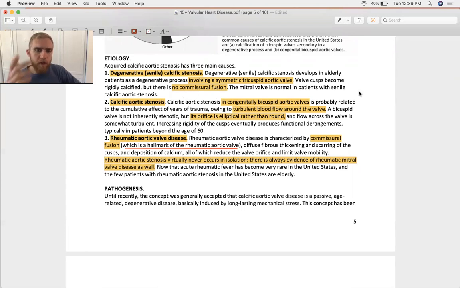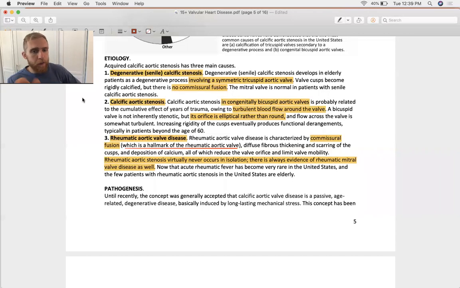So what that means is the commissures are basically going to be the sides of the leaflets. And if you have a rheumatic valve disease, then due to the deposition of collagen as a result of inflammation, the leaflets of the valve can fuse together, right? And so your two leaflets will start to beat as one leaflet. That's characteristic of rheumatic valve disease, and that's not seen in typical valve stenosis of aging.